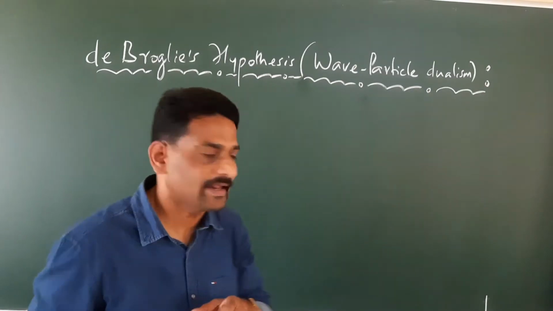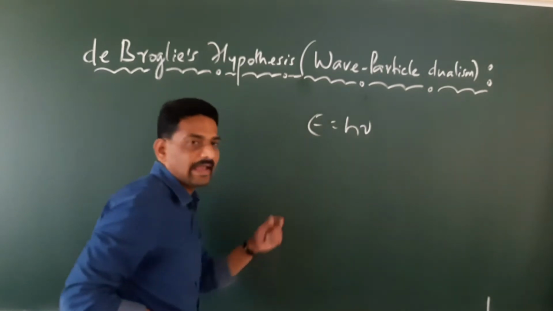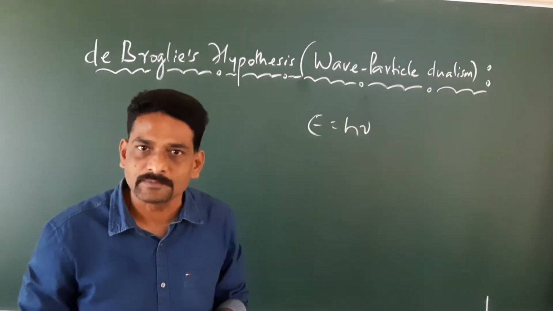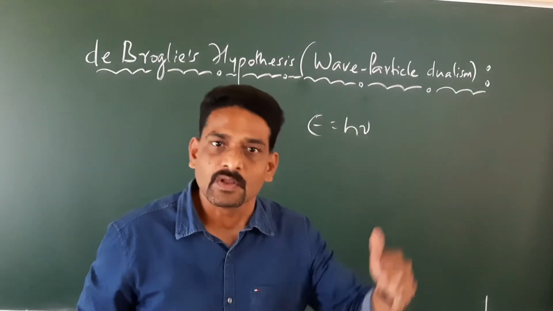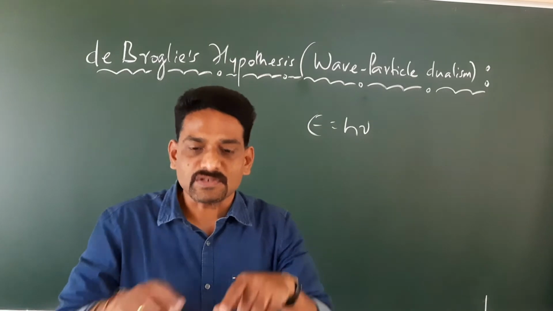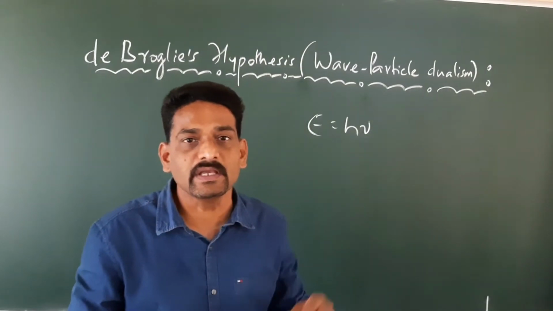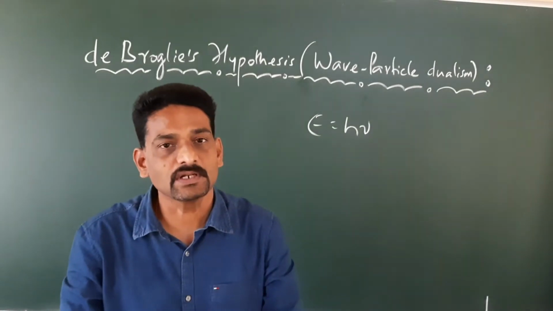Each photon is carrying energy E equals h nu, where h is Planck's constant and nu is the frequency associated with it. So the incident light was assumed to be made up of n number of photons. When that incident light falls on the metal surface, there is going to be a one-to-one collision between the incident photons and the electrons. During this collision, what happens?